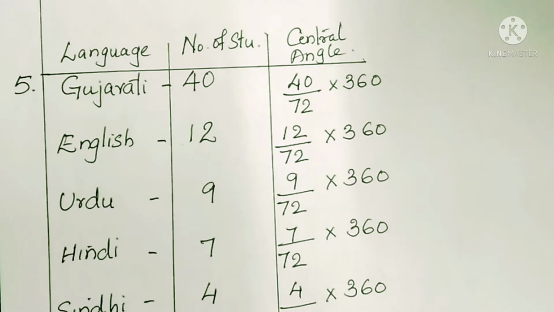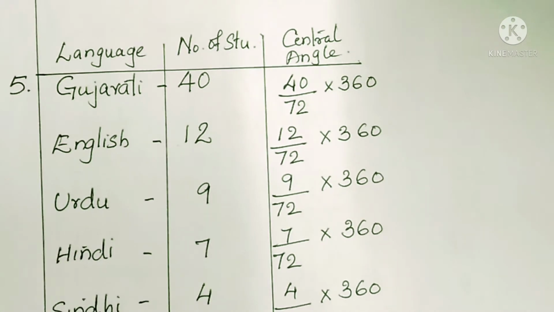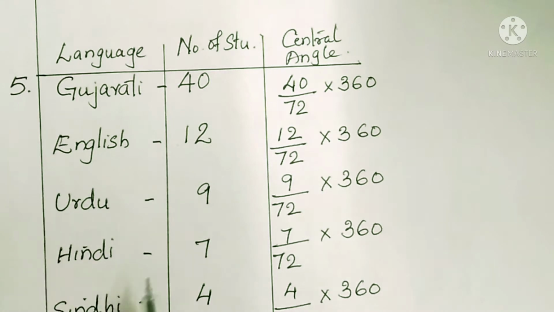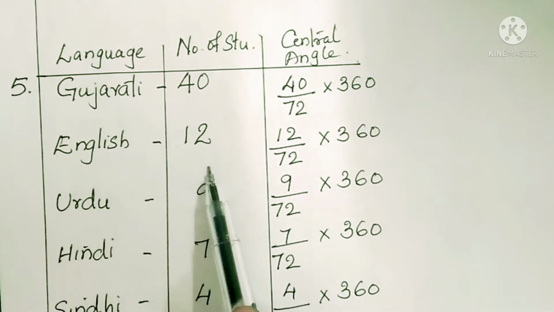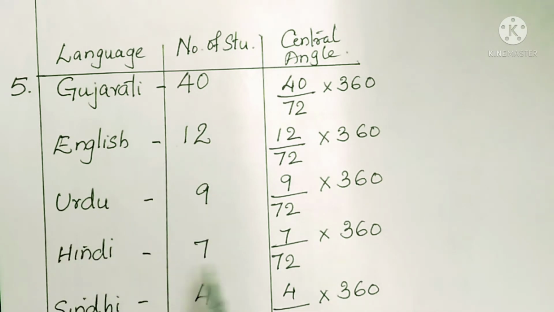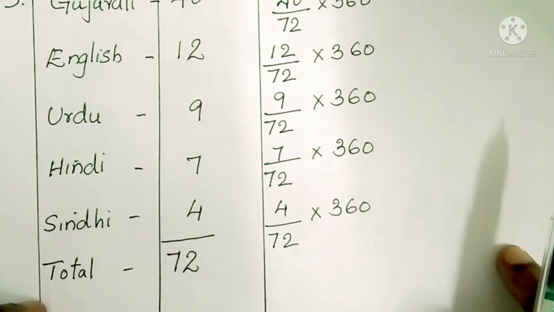Now question number 5 is, the number of students in a hostel speaking different languages is given below. Display the data in a pie chart. So what are the languages used? Gujarati is spoken by 40 students, English by 12, Urdu by 9, Hindi by 7, Sindhi by 4. So total 72 students are there.